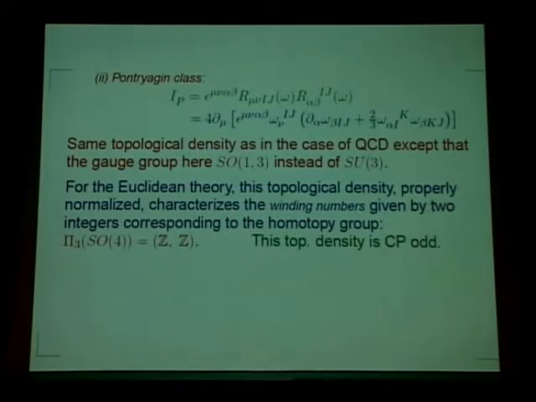So this is again a topological density, because there is one epsilon symbol sitting here, it is CP odd. The third density that can be added to the Lagrangian density of gravity is the Euler class. This is epsilon times R^{μ ij}, R dual R. This is the same expression except that one of the R's is dualized in the internal space.